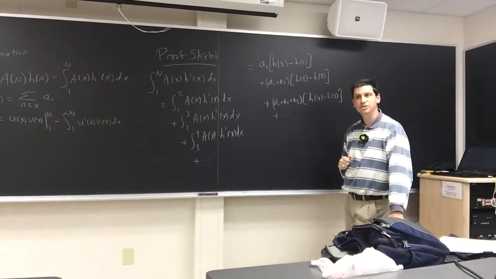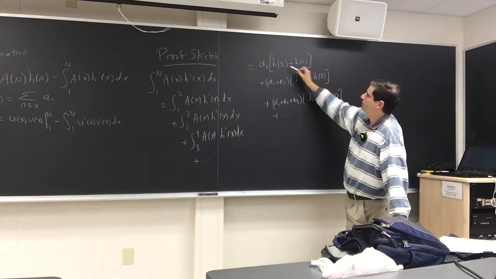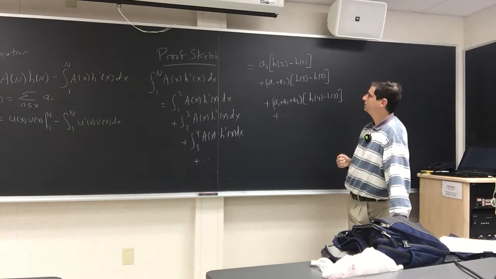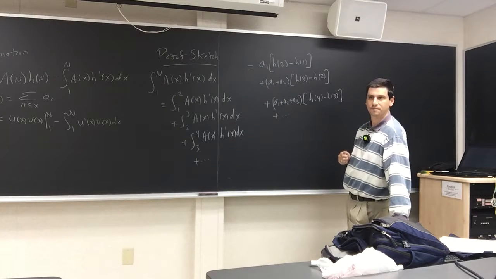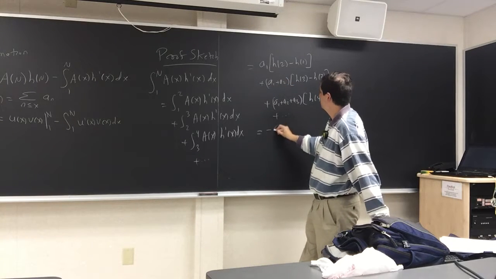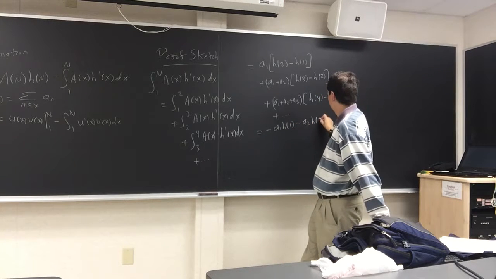And now all we need to do is group terms. I've got a minus h2, I have a plus h2. The a1s cancel. And I'm left with a minus a2. Are we worried that there's a minus a2? No, we've got a minus integral of a of x, so the minus will go away. So this will give us a minus a1 h1, a minus a2 h2.